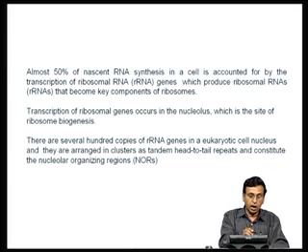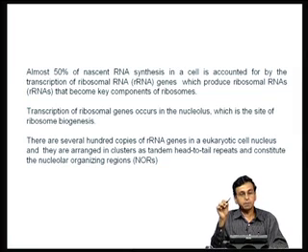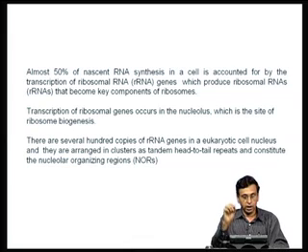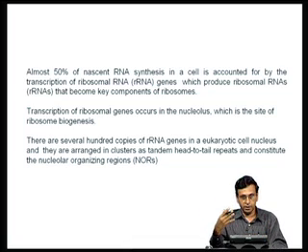In fact, almost 50% of the nascent RNA which is synthesized in the cell is accounted for by the transcription of ribosomal RNA genes. So, rRNA transcription or rDNA transcription accounts for more than 50% of the total RNA inside the cells. So, messenger RNA is only a very small fraction. The ribosomal RNA, followed by tRNA and mRNA, accounts for the total RNA. So, it is important for us to understand how the cell synthesizes such large amounts of ribosomal RNA.